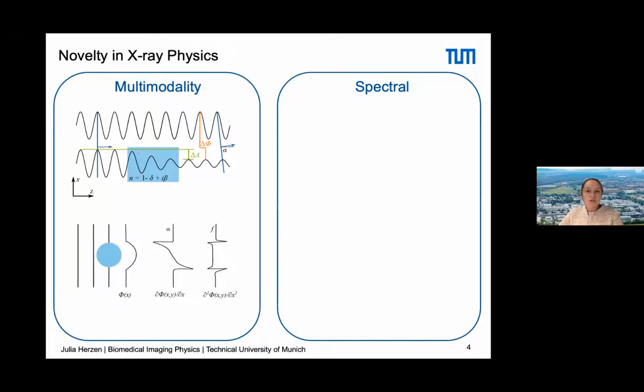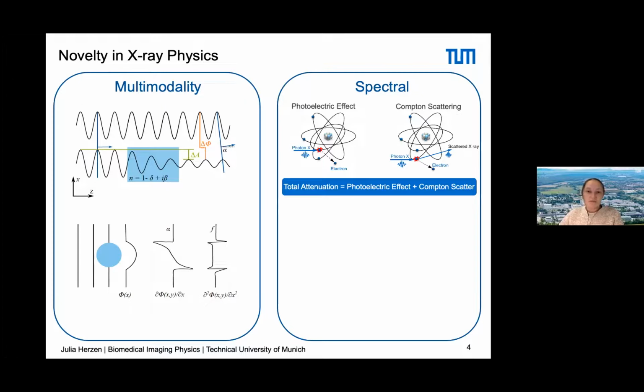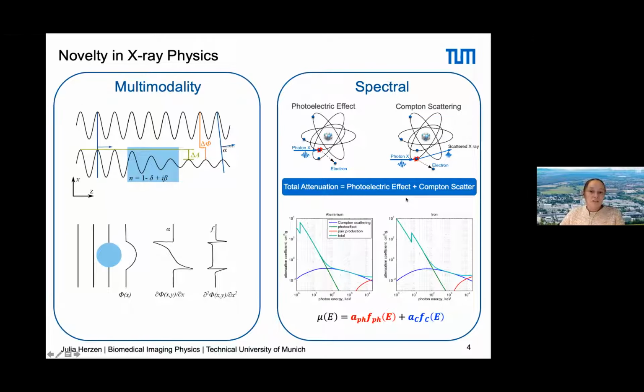The second novelty, which I am also trying to include in these collaborations with the biologists and medical doctors, is the spectral aspect. In terms of the attenuation, you then have access to two different effects of the interaction: the photo effect and the Compton effect, in the energy range which is interesting for imaging. The total attenuation will be a linear combination of these two contributions, photoelectric and Compton effect. This is well known and has been used for several years already, and has also found its way into the clinics.